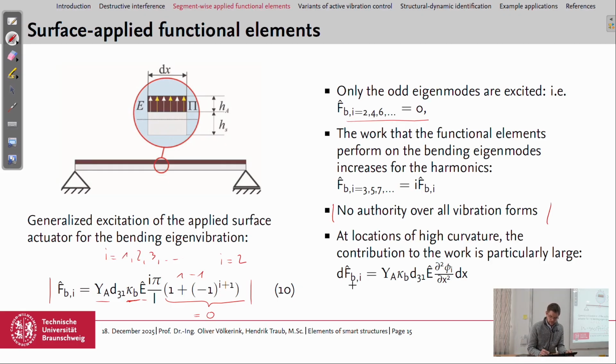And if we look at the derivative of this general excitation, then without looking at it in detail, we can state that at locations of high curvature, the contribution to the work is particularly large. So if we have the second eigenmode in these positions of high curvature, we can do a lot of work to the eigenmodes or to the deformed structure.